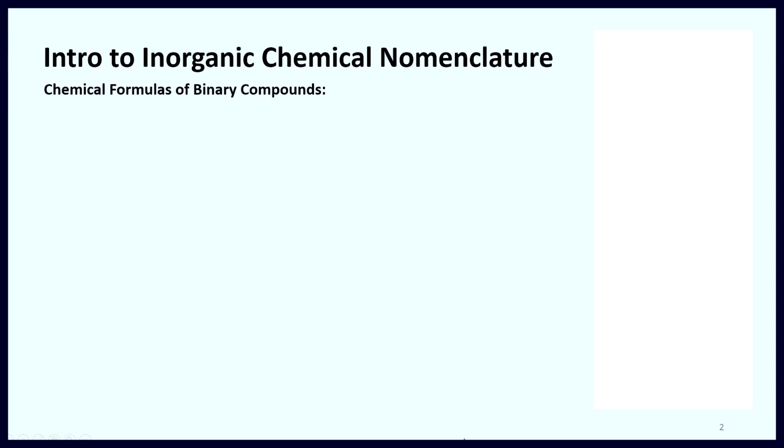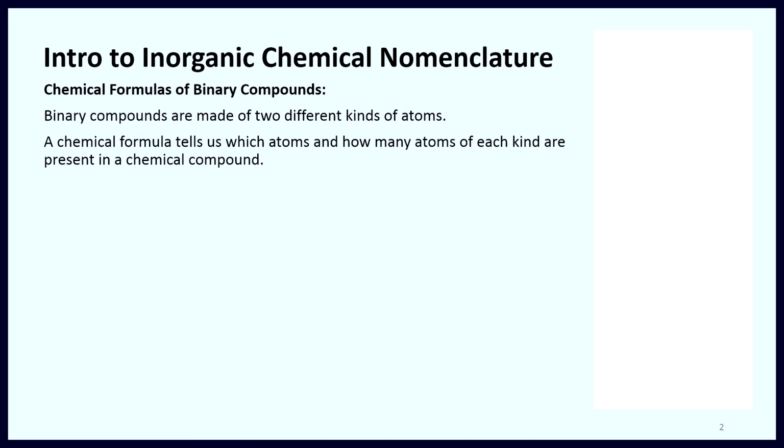Let's begin with chemical formulas of binary compounds. Now, a binary compound is one that's made of two different kinds of atoms. That's what the word binary implies, two. A chemical formula will tell us which atoms and how many atoms of each kind are present in a chemical compound. We'll start with a familiar example.